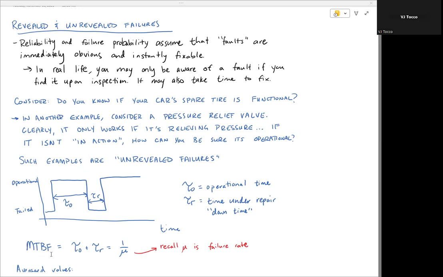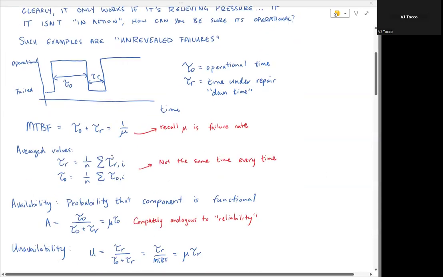So you can define the mean time between failures in this instance as tau 0, the operational time, plus tau r, the time under repair. I can average these values for multiple different events, keeping in mind that the operational time and the repair time are not going to be the same every time. The repair time might be a function of the time of year or the nature of the reason why it became unoperational, or any number of factors. So you sum them all up and then you divide by the number of events that you have.